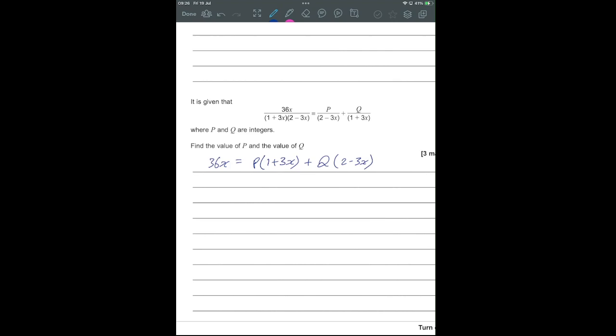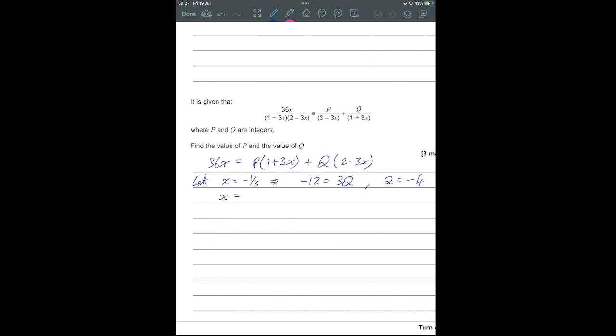Pick values of x to make things cancel. If we let x be -1/3, that's going to be -12. The p bracket cancels, -1/3 leaves 3q. So q equals -4. I'm going to rewrite that because otherwise I'm not going to see that negative. And just a quick double check that I haven't done anything foolish.